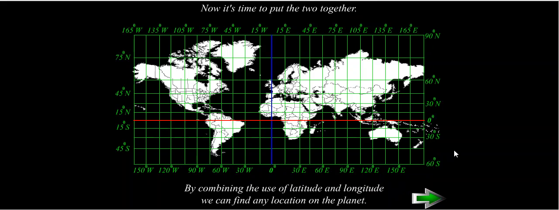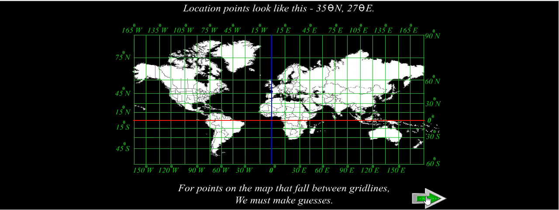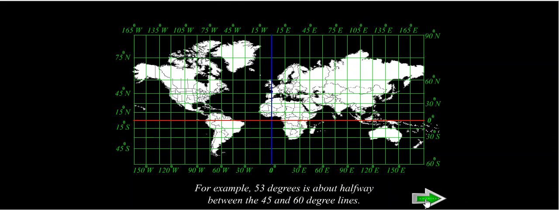Now it is time to put the two together. By combining the use of latitude and longitude, we can find any location on the planet. Location points look like this: 35 degrees north, 27 degrees east. For points on the map that fall between grid lines, we must make guesses. For example, 53 degrees is about halfway between the 45 and the 60 degree lines.